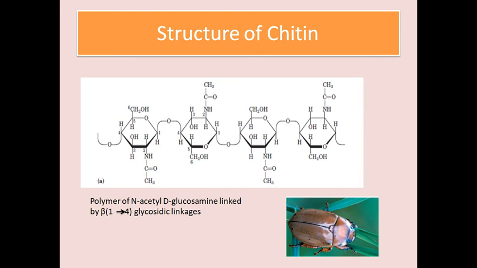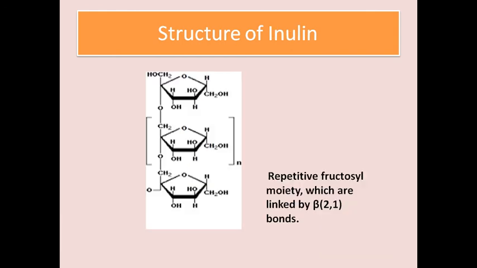Chitin is also found in mushrooms. It is insoluble in both cold and hot water. It cannot be digested by animals. Inulin. It is an unbranched homopolysaccharide composed of D-fructose units. It is found in the tubers of dahlia, and bulbs of onion and garlic.